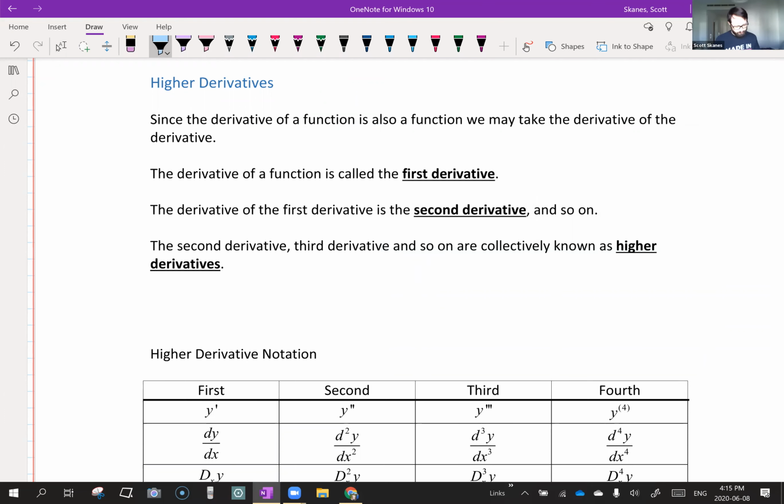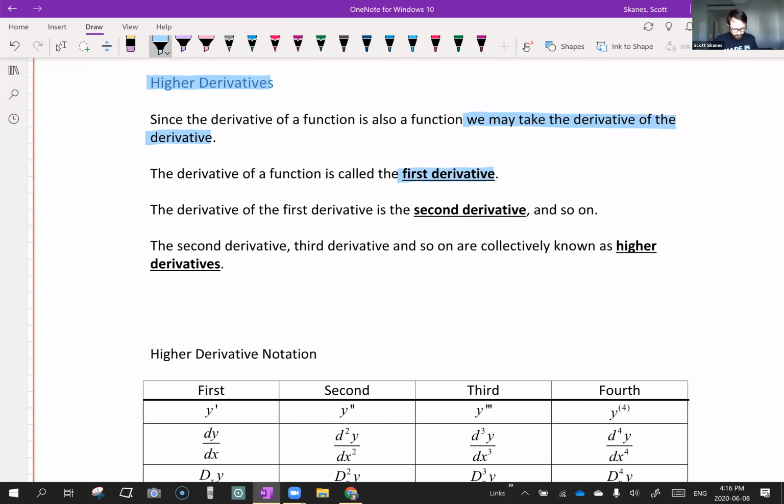Higher derivatives. Higher derivatives is very simple. We may take the derivative of the derivative. So if you have y prime, that's the first derivative. If you want the second derivative, just get the derivative of y prime. So you can have y prime, y double prime, y triple prime, y quadruple prime. You can have the first, second, third, fourth, fifth, sixth, seventh, eighth, ninth, 10th derivative. You can get derivatives all day long. It's the same strategy. You just do it again and again.